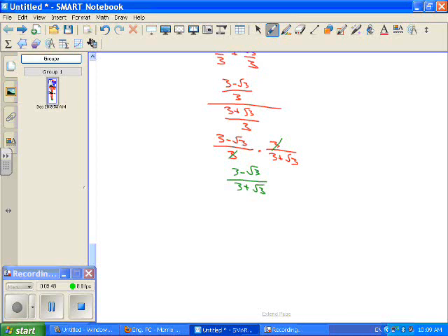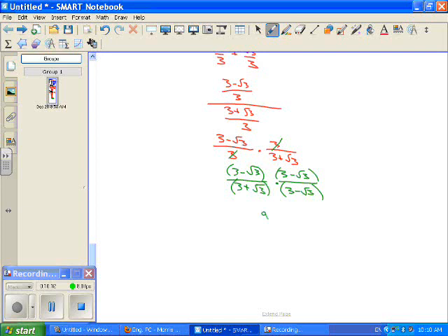So how do you fix this one? I'd have to multiply it by... That won't fix it either. What do I multiply it by? Close, the conjugate. So 3 minus square root of 3. So I have to FOIL.